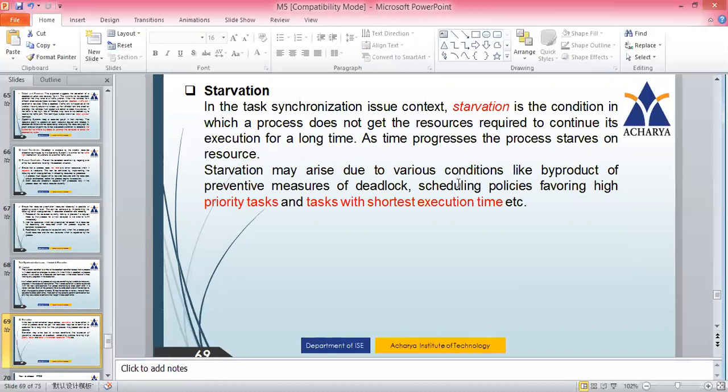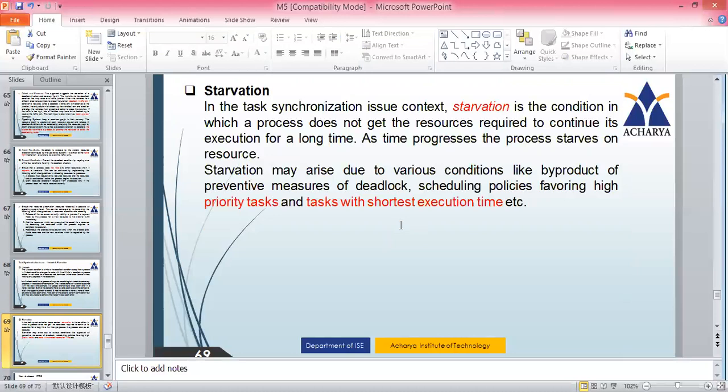And starvation may arise due to various conditions. Preventive measures of deadlock may also lead to starvation. Scheduling policies favoring high priority tasks: there are three tasks and task 1 has got the highest priority. So every time it requests for the resources, task 1 only will get the opportunity all the time. So task 3 may not get the opportunity at all. So task 3 is going for starvation.